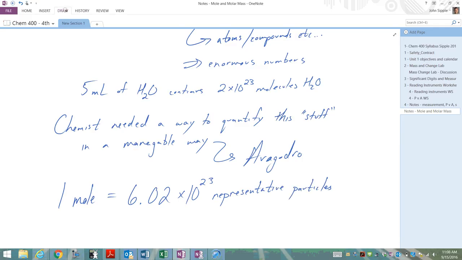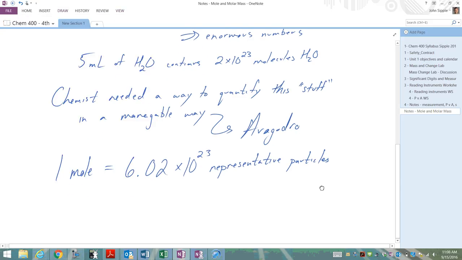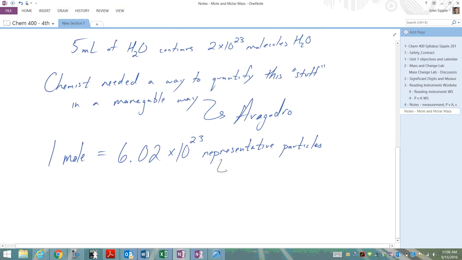Okay, so some obscene amount, right? And a representative particle could be an atom. It could be a molecule. It could be something we call a formula unit. Okay, and we'll get into that a little bit later. But ultimately, the idea here is that one mole is 6.02 × 10²³ molecules, all right?